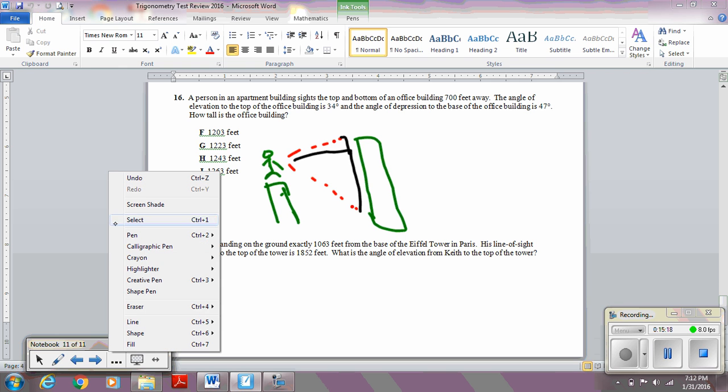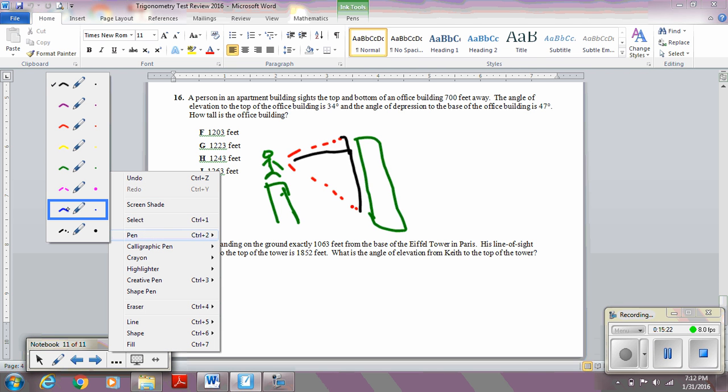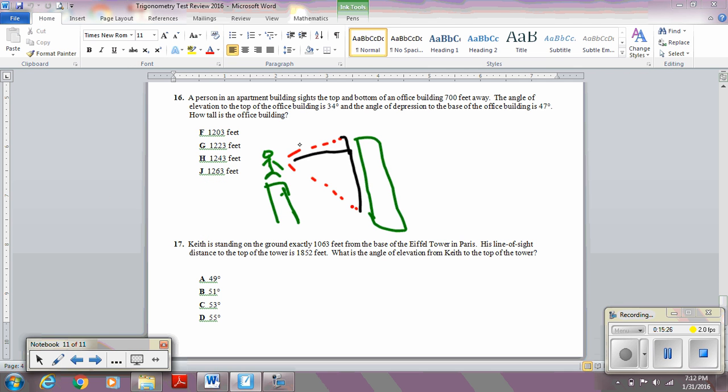His angle of elevation to the top of the building was 34. So that's this angle here. This is 34. And his angle of depression with the bottom, which is this angle here, is 47 degrees.